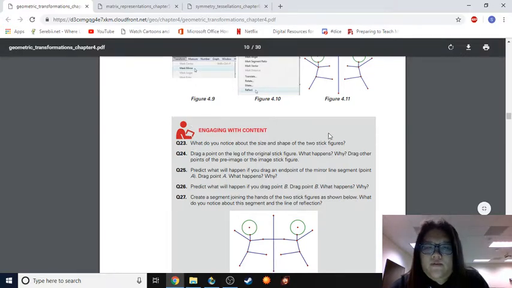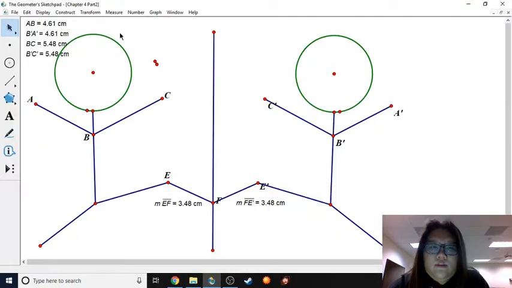So, what do you notice about the size and shape of the two stick figures? Well, what I have here is that they have the same shapes. They have the circle, the lines, the lines, the lines. And if we did the measurements, for example, AB, they have the same measurements, but what's different is that it's flipped, or in the opposite direction. So for example, that line AB is on the left side, while line BA is on the right side. That has the same measurements.